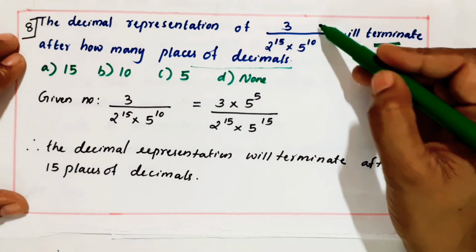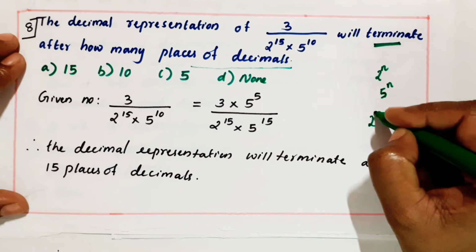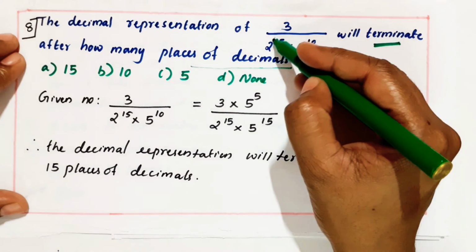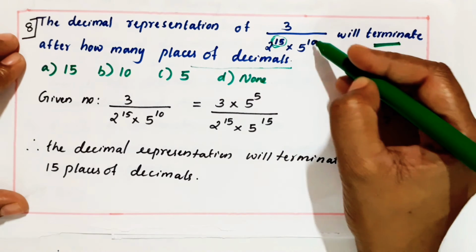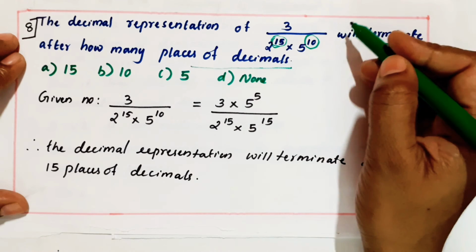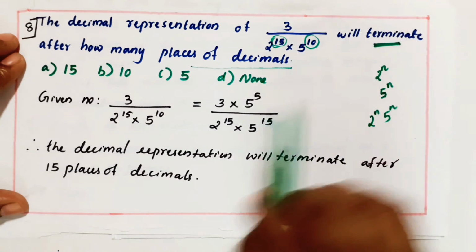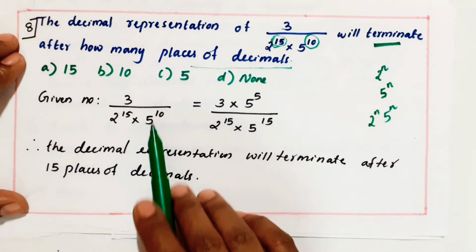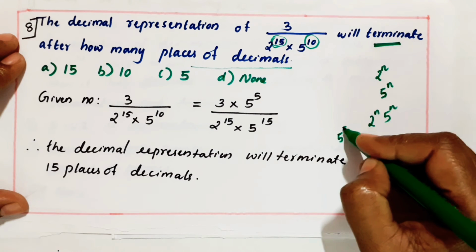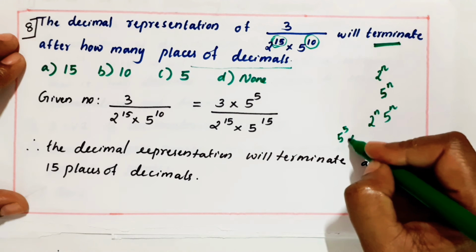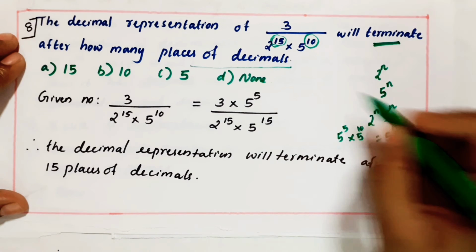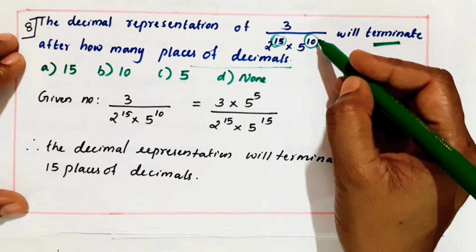For that, I need to make the power the same. 2 power n into 5 power n should come. So this is 15, right? This is 15. But here it is 10. So we need to multiply one more term. I am multiplying both numerator and denominator with 5 to the power of 5. Why? Because 5 to the power of 5 into 5 to the power of 10 is 5 to the power of 15. So 2 to the power of 15, 5 to the power of 15 we will get.